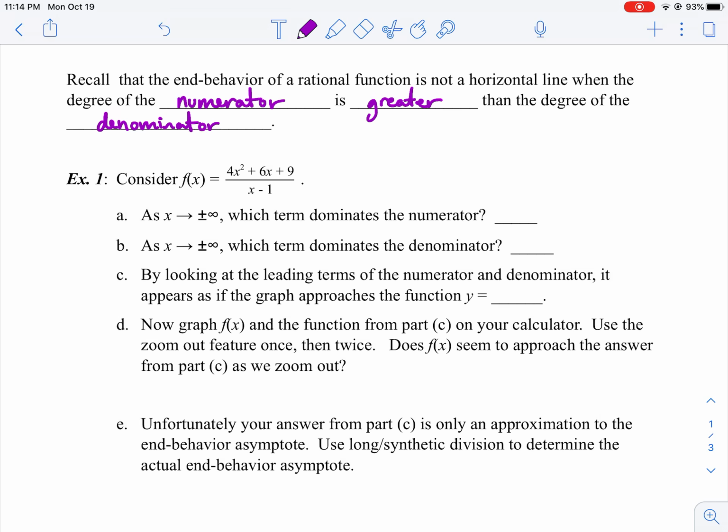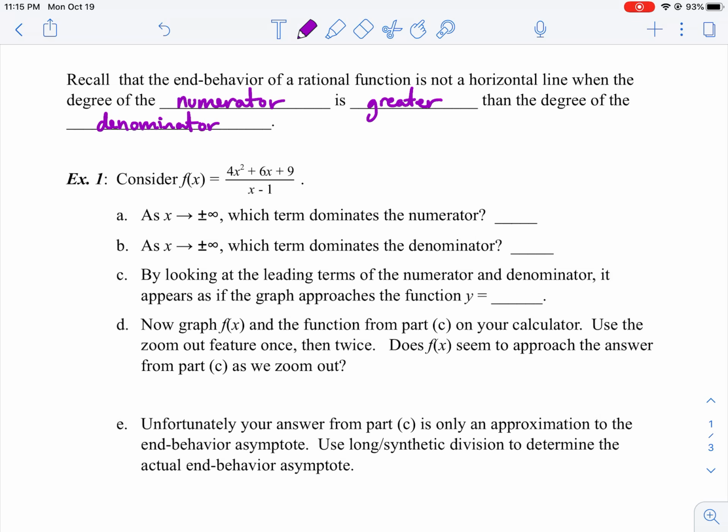Remember, if the top and the bottom are equal degree, then we would just have a horizontal line at whatever they simplify to. If the denominator has a greater degree, then it's always going to be a horizontal asymptote at y equals 0. And now we're left with the trickier case, because depending on how much bigger the top degree is, that's what is going to determine our asymptote.